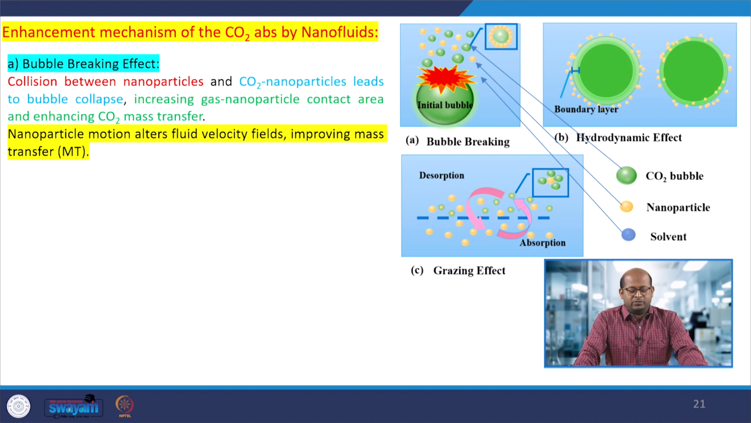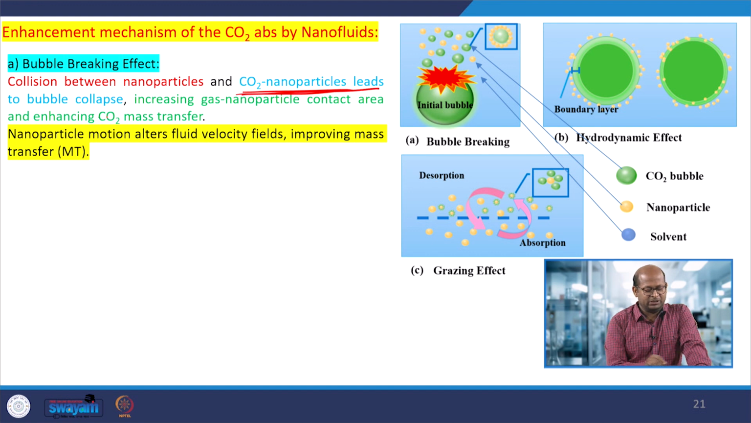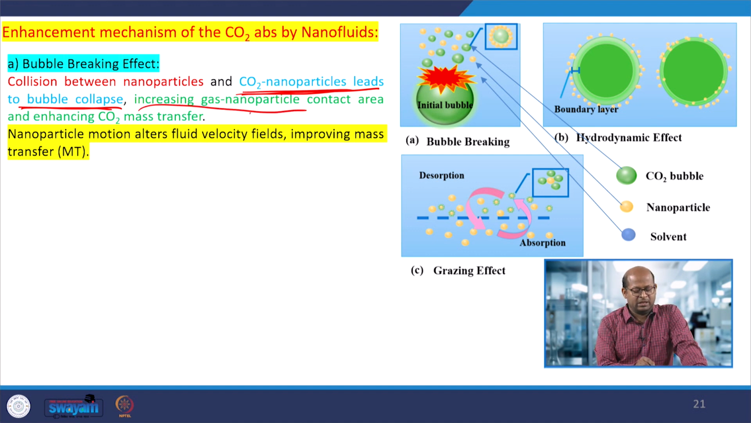Here the gas is in the form of bubbles in the base fluid, the nanofluid, where nanoparticles are dispersed in the form of particles. The nanoparticles help collapse the bubbles, and as a result, mass transfer from gas to the base fluid increases and more CO2 will transfer. Increasing the gas and nanoparticle contact area enhances CO2 absorption when we prepare base fluids with nanoparticles and use those nanofluids for CO2 absorption.